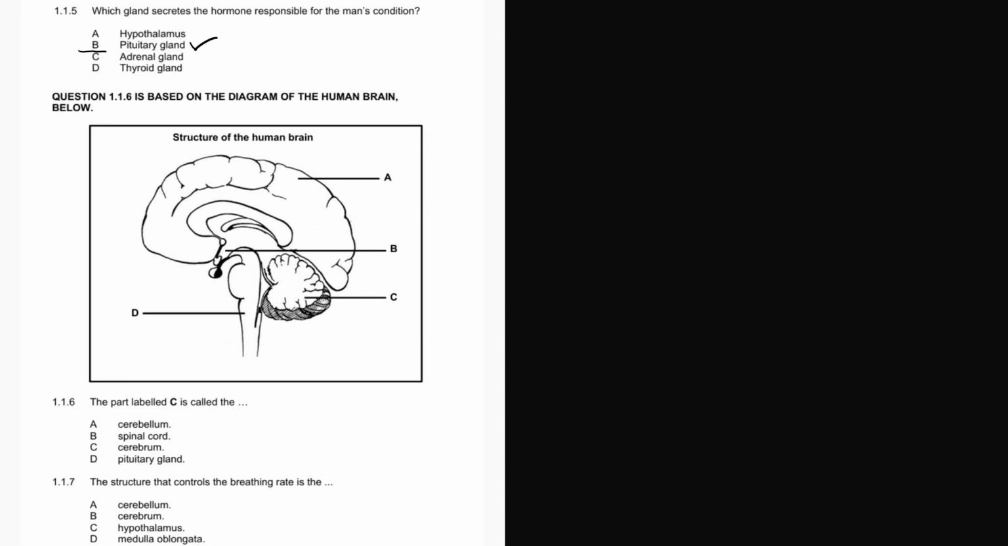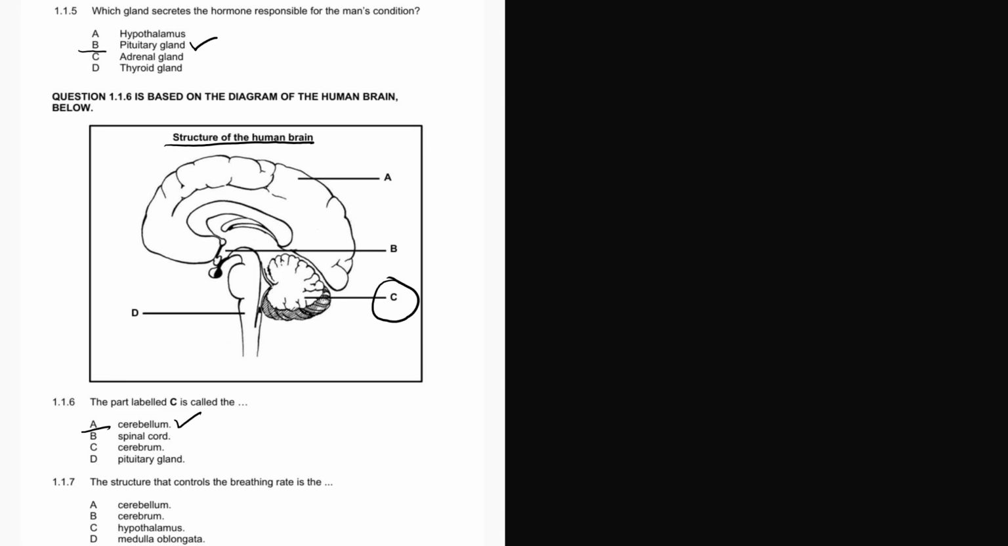Therefore now, question 1.1.6 is based on the diagram of a human brain below. Therefore now here we are given the structure of a human brain. 1.1.6, they said the part labeled C is called the what? The part labeled C. Therefore, now we know that C, it is what we call a cerebellum. Cerebellum, option A, it is the correct option.